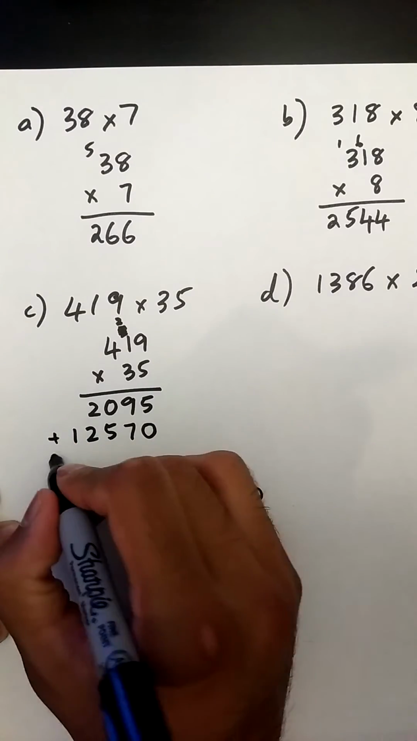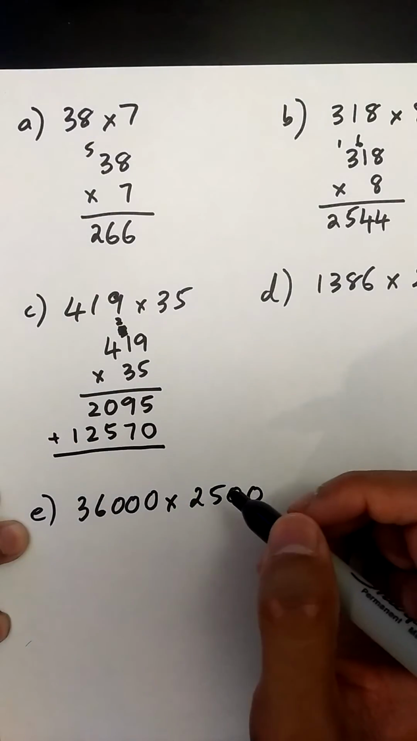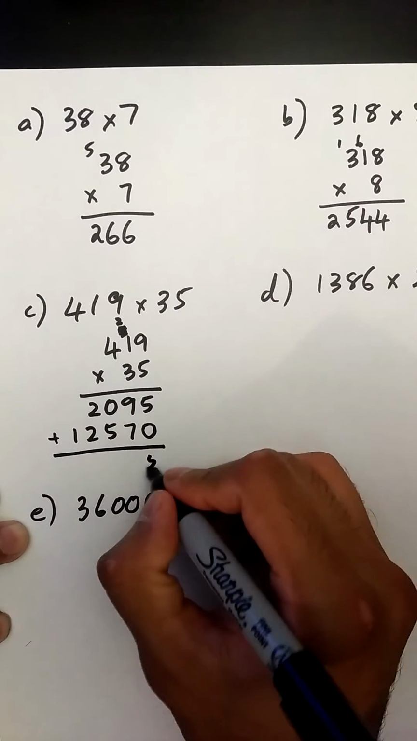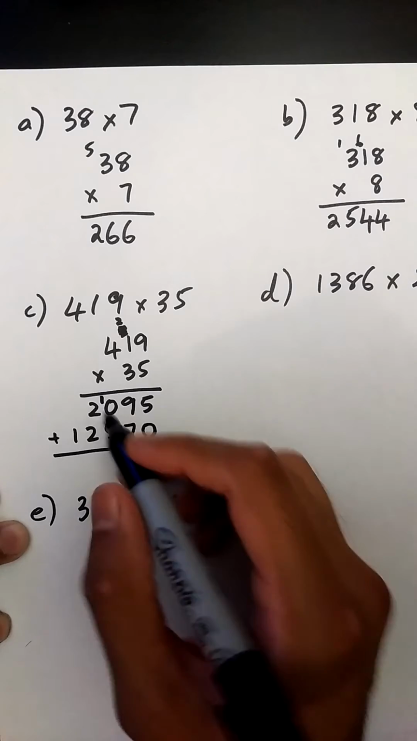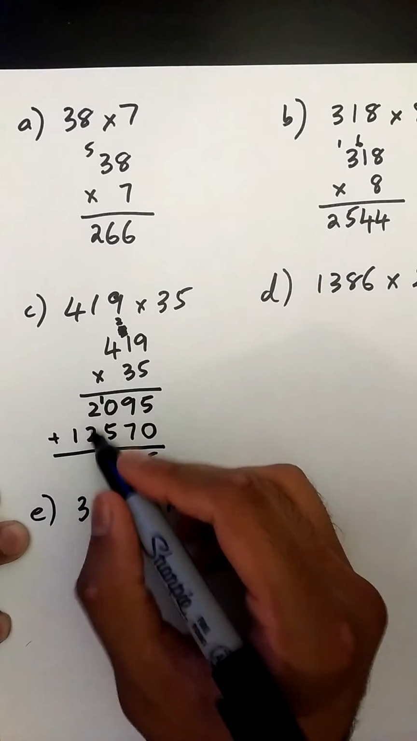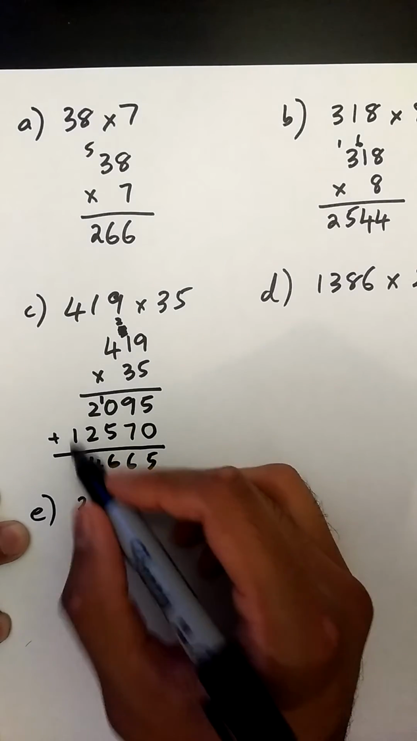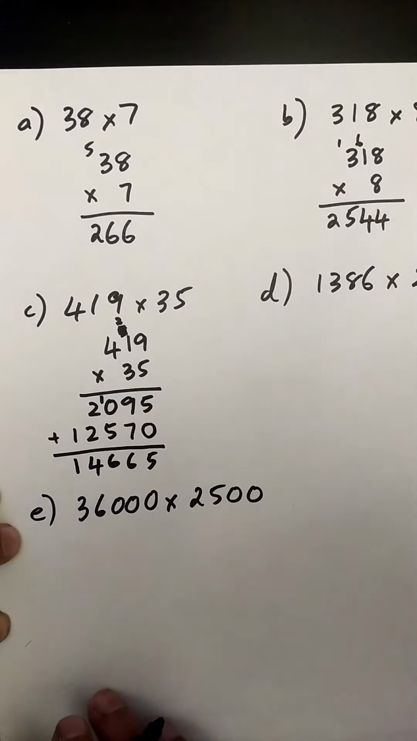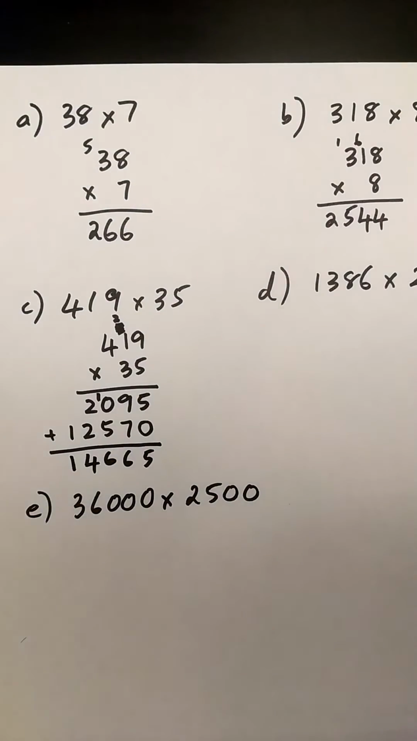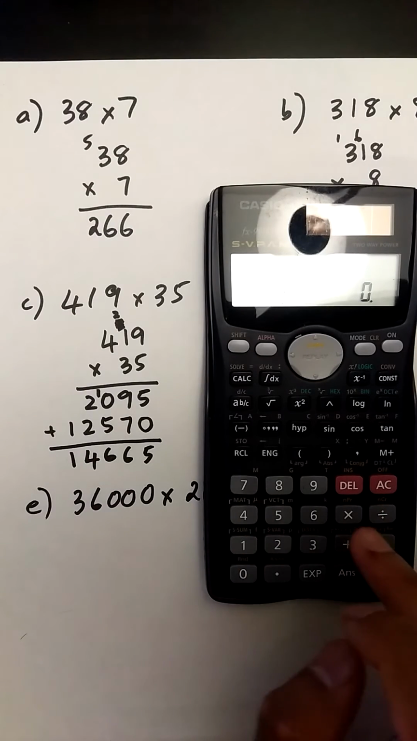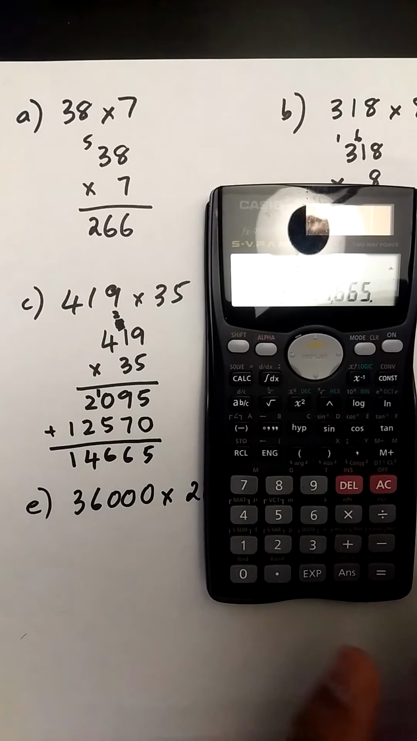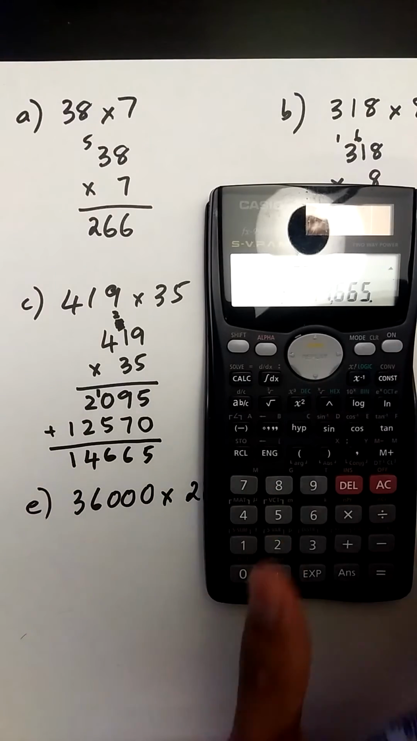Once I'm done this, I'm going to add up those two rows. 5 plus 0 is 5. 9 plus 7 is 16. Carry over 1. 1 plus 5 is 6. 2 plus 2 is 4. And 1 plus 0 is 1. The other thing you can do is you can always test these multiplications in your calculator. Make sure you get the same solution.